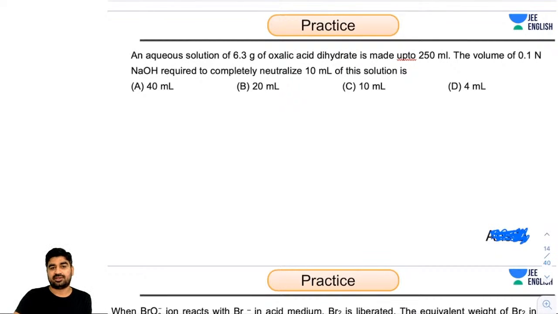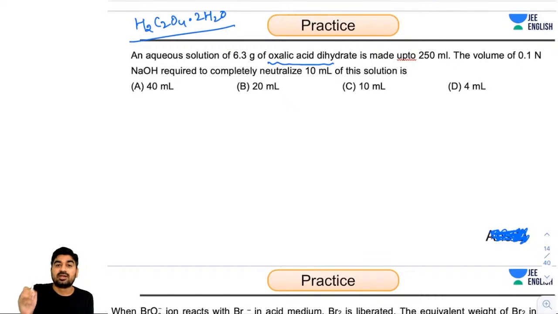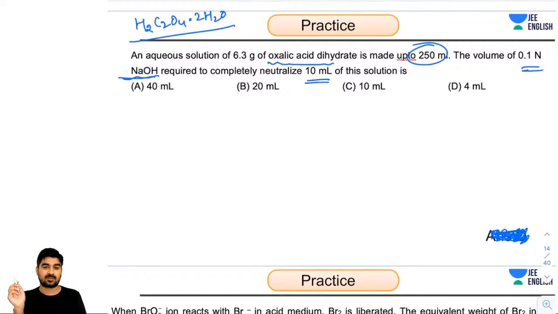Oxalic acid dihydrate. So what is oxalic acid dihydrate? H2C2O4 dot 2H2O. Yes, this is oxalic acid dihydrate, guys. A solution is made up of 250 ml. The volume of 0.1 normal NaOH required to completely neutralize 10 ml of this solution is. Yes, tell me, guys. Take your time.